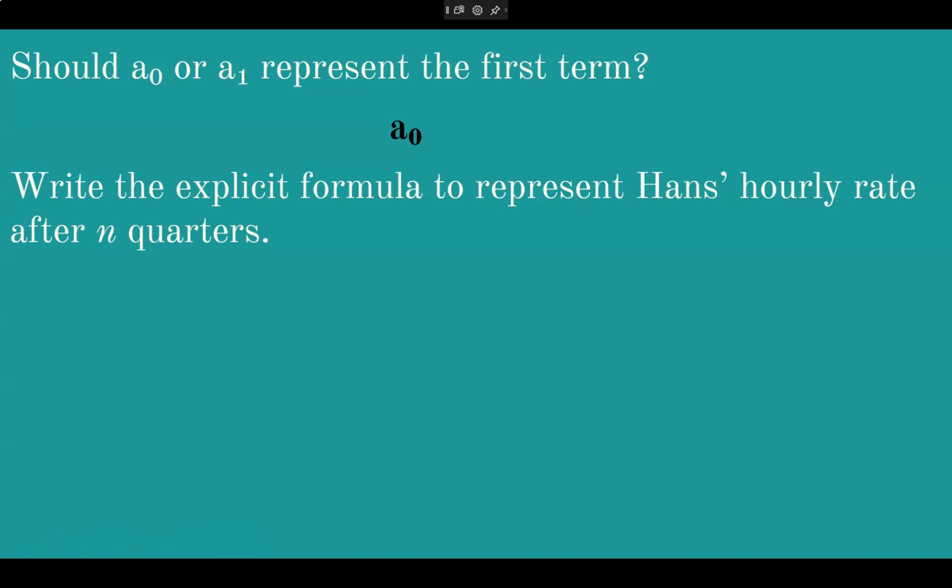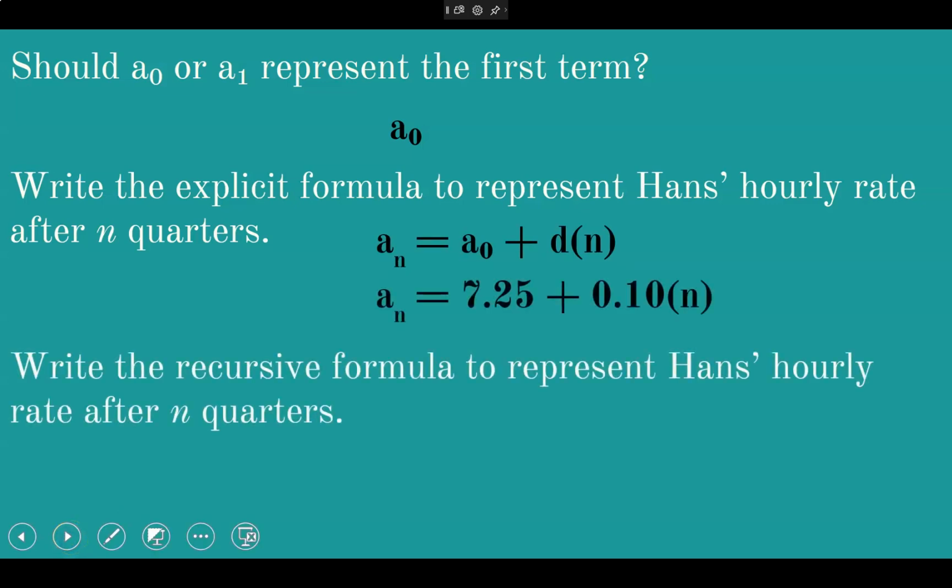All right, so because of that, our explicit formula is going to change a little bit. Now we're going to use a sub 0 plus dn. So we can write it as $7.25 plus the 10 cents an hour. Our recursive formula should look the exact same as yesterday.